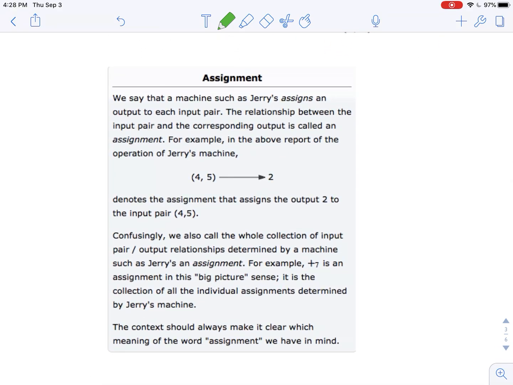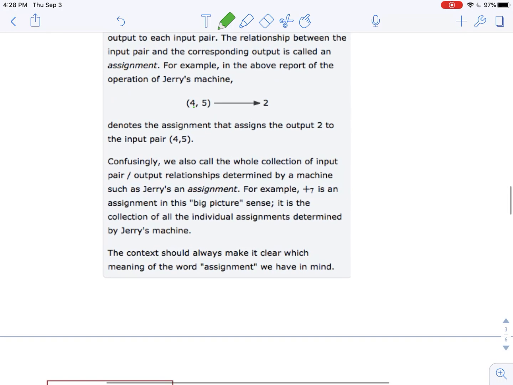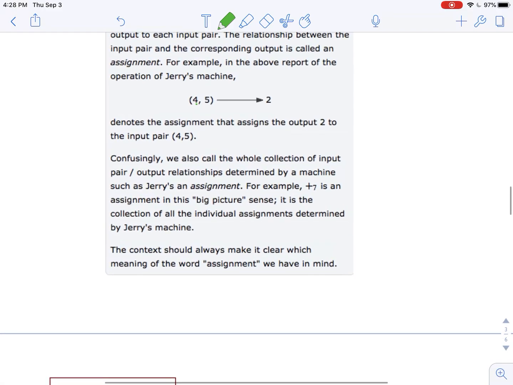What we're doing right here with these little arrows, when we see this arrow, we're going to say it assigns the value of. So that is to say our input pair, 4 and 5, assigns the value of 2. Okay, 4 and 5 gives an output of 2. That's going to be the assignment.